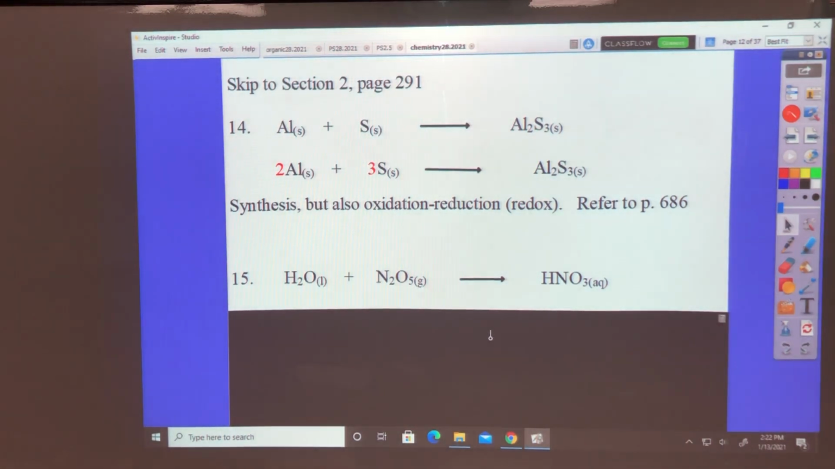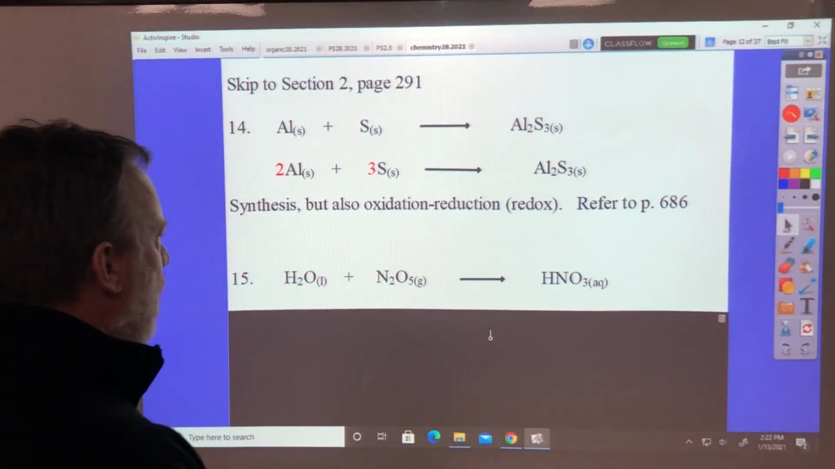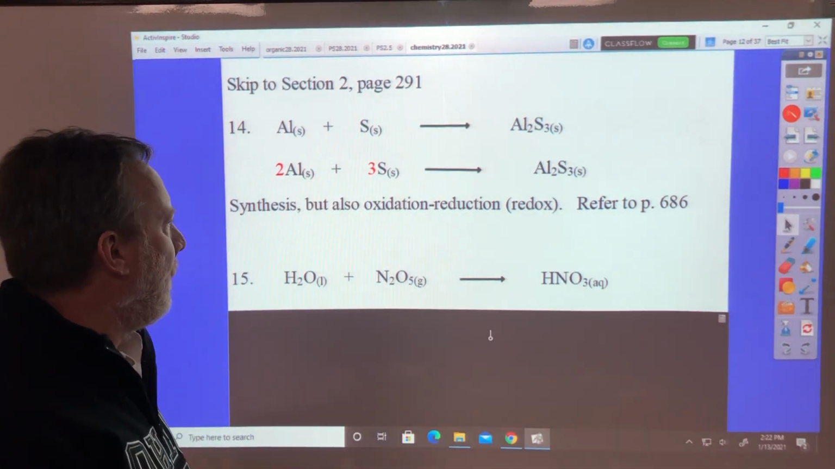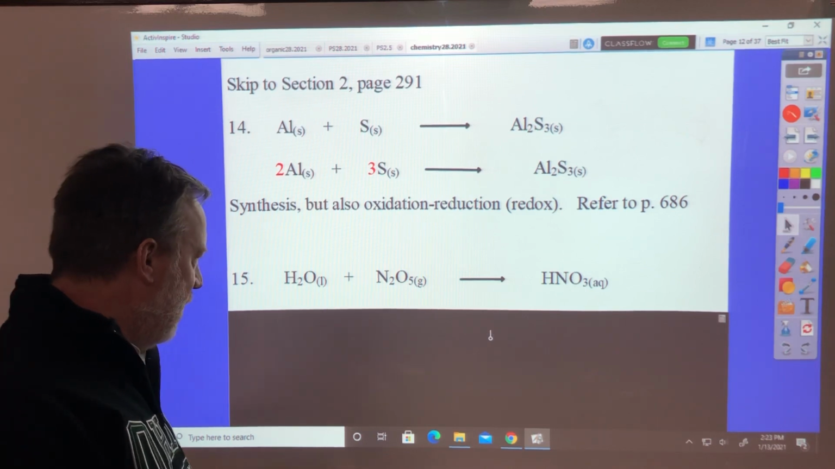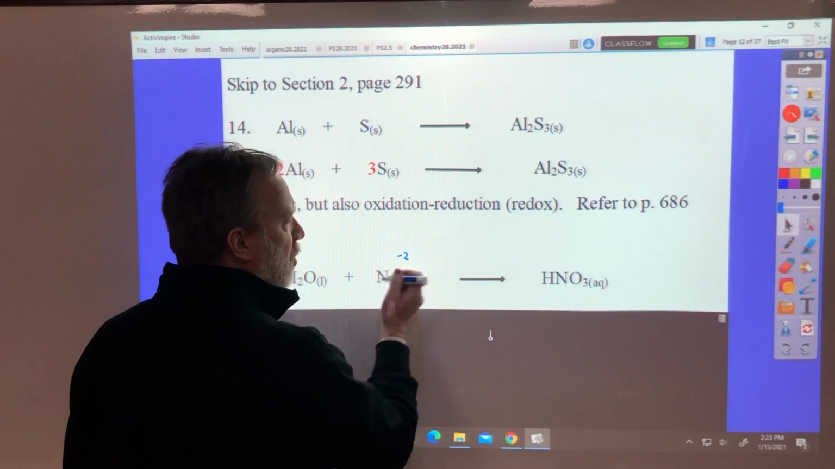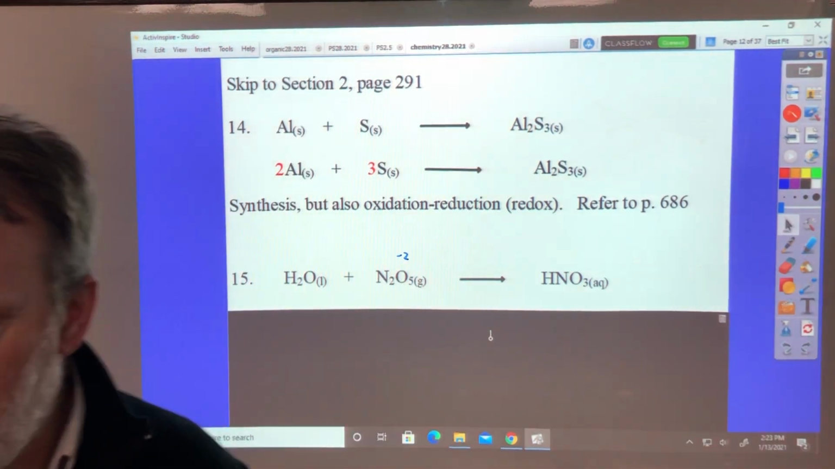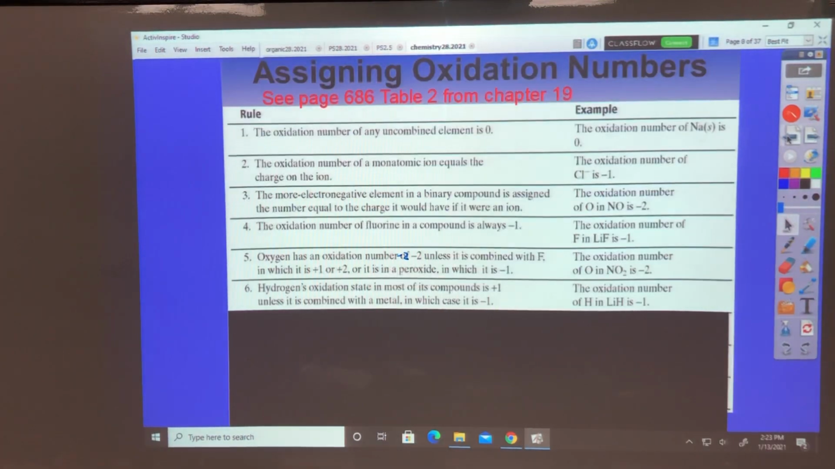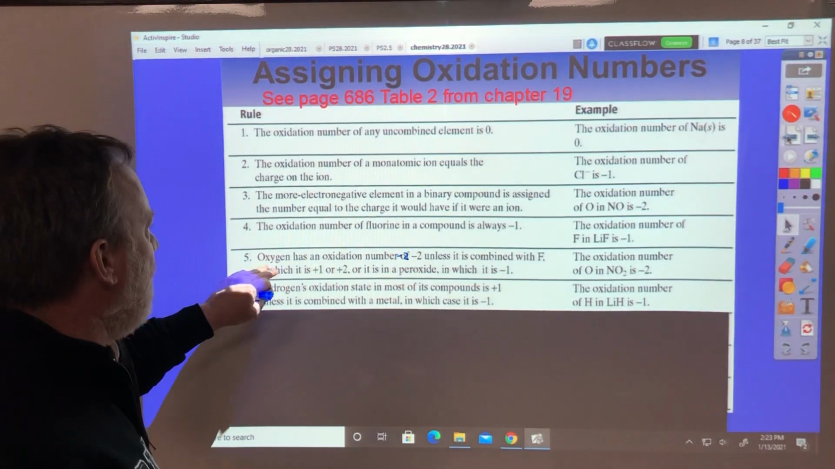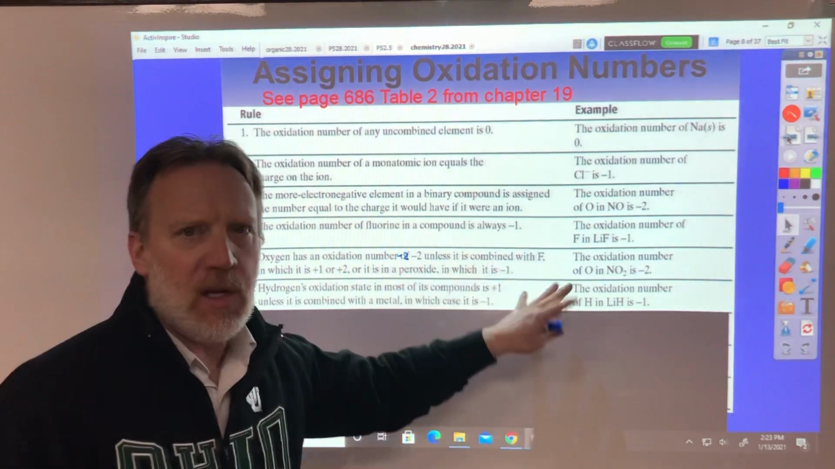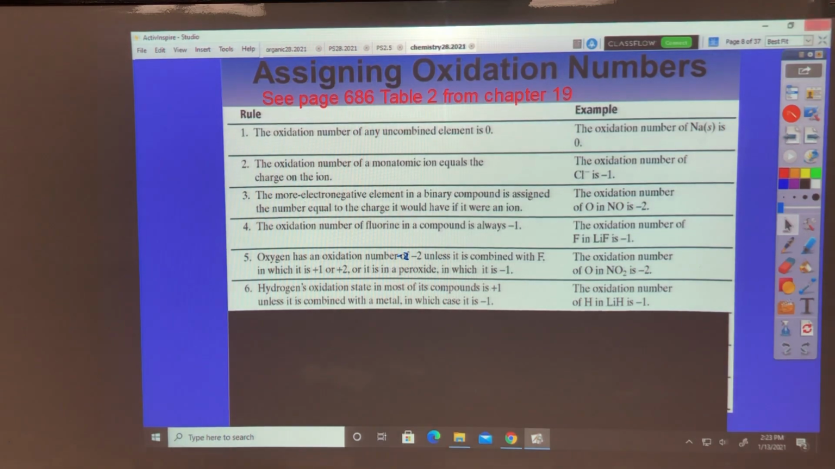Okay, so what type is this? Well, I'm making one thing, so it's synthesis. If we count out these oxidation numbers, they're not changing because the oxygens are -2 apiece. That's rule 4, I think. Let me go check. No, that's fluorine. Oxygen has an oxidation number of -2 unless, and this is not one of the unlesses. So that's rule 5.